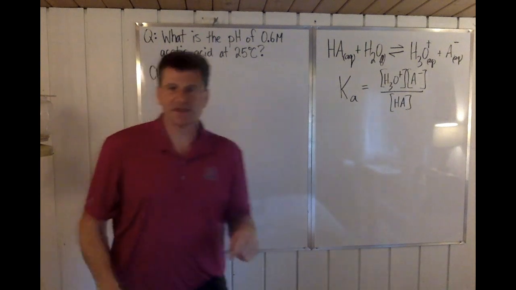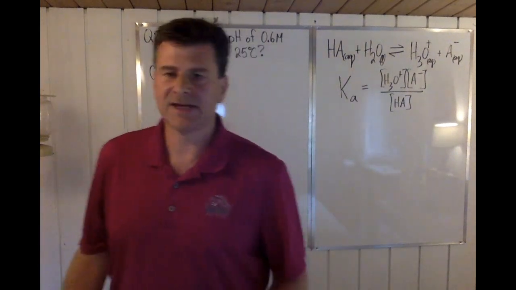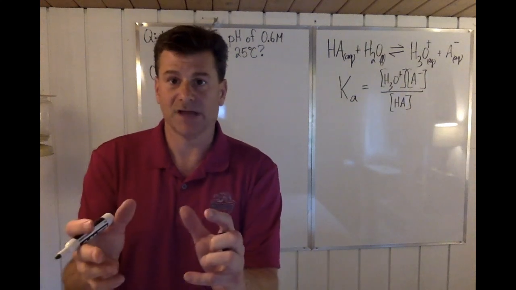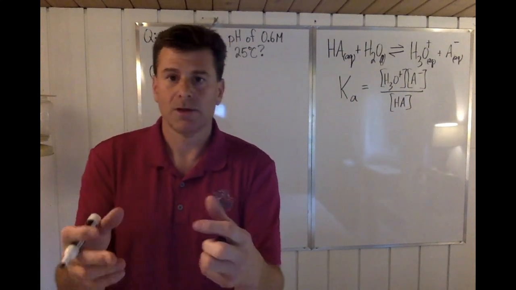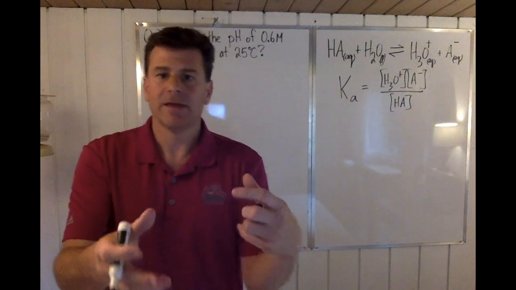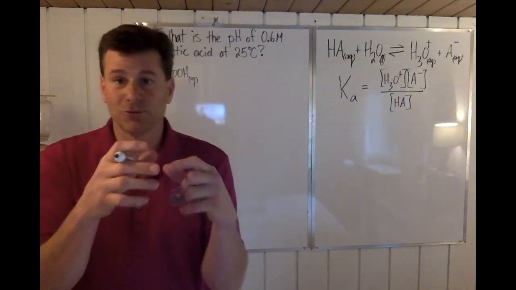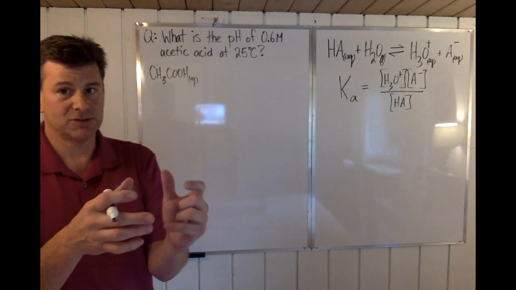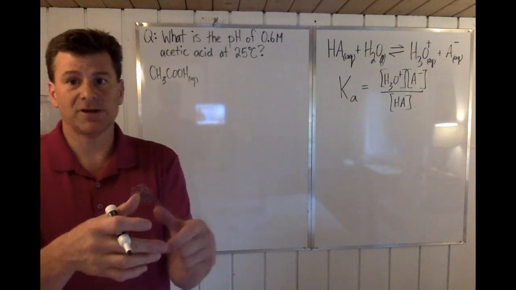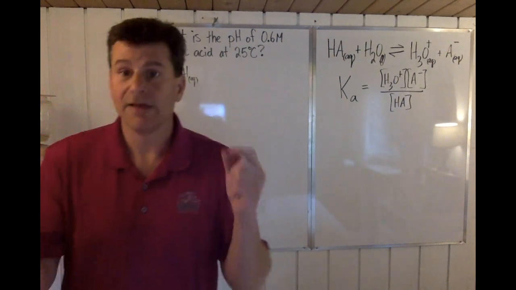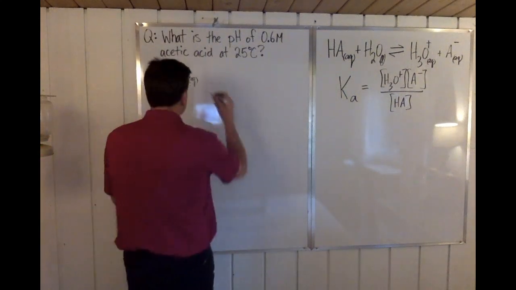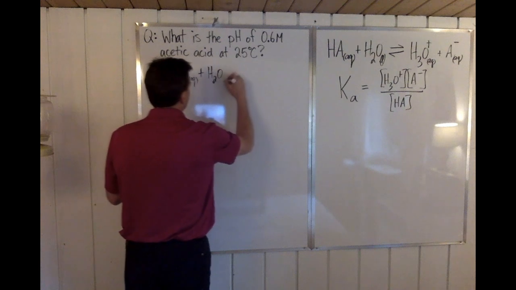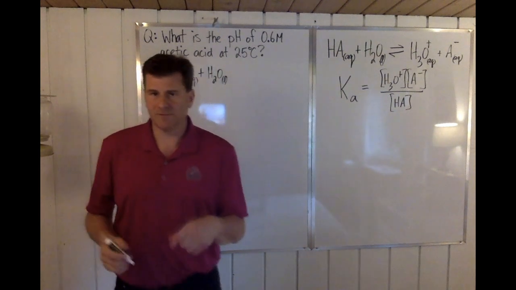Okay, so let's go back in time. We made the acetic acid solution. So we took some crystals of acetic acid. We dissolved them into water. First thing they did is they formed a molecular solution. So that's why I've got CH3COOH in aqueous form before it does anything. Then it bumps into water molecules, and they are in liquid form.